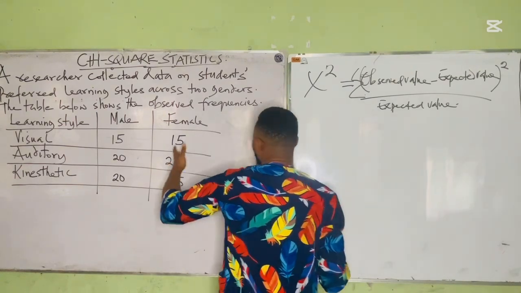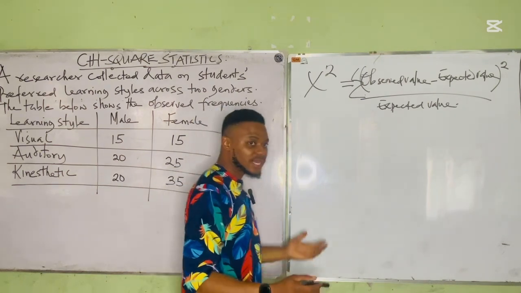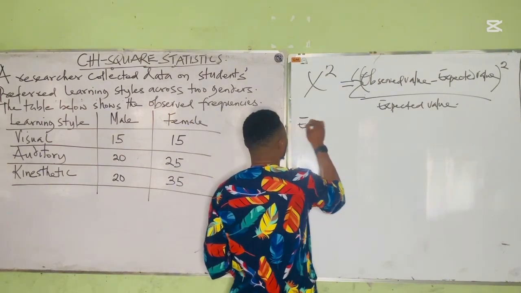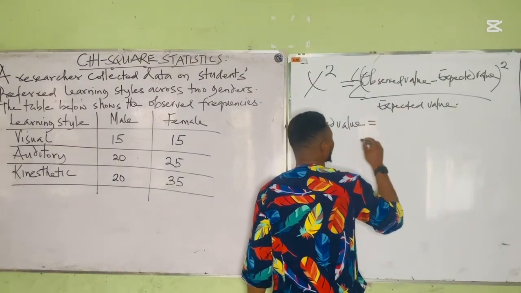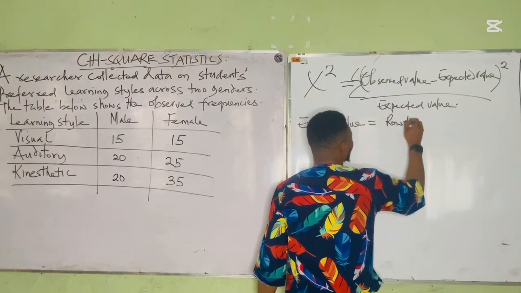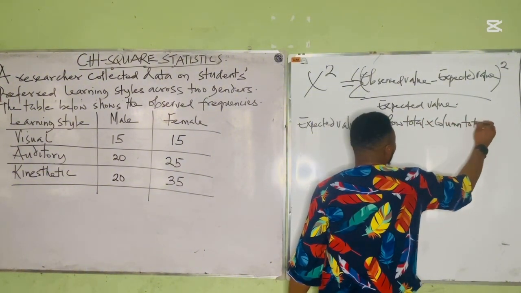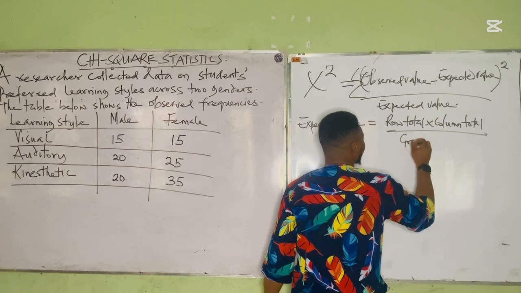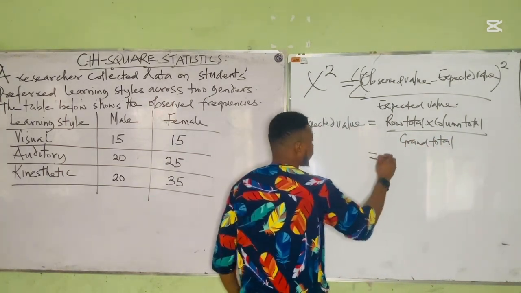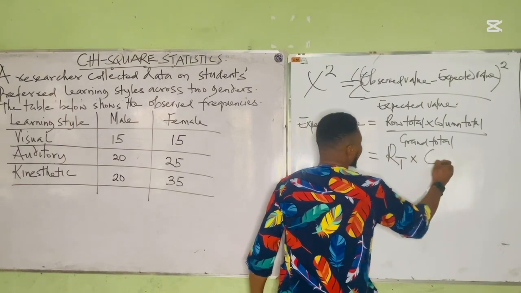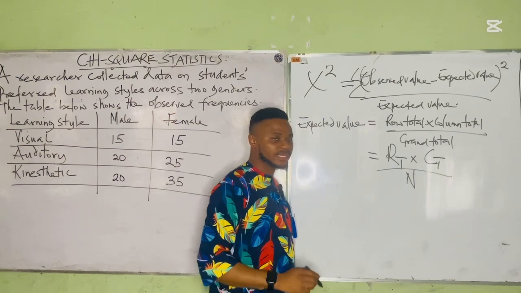Now, like I told you, the observed frequency or observed value will be given to you in the question. How then can you find the expected value? Expected value has a formula. It is equal to row total times column total, all divided by grand total. We can also represent it as RT times CT divided by N. Grand total is denoted as N in this case.